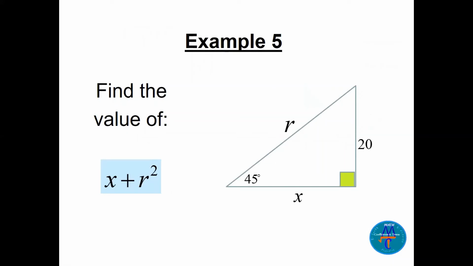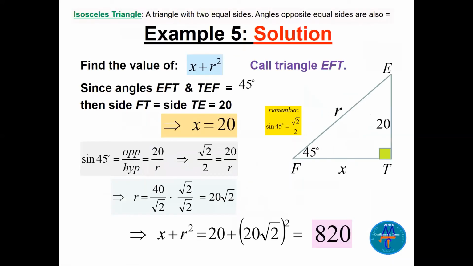Another, maybe easy question. Find the value of x plus r squared. So we have a triangle here, 45, and there is r, there is x, there is a 20 here. So let's find x, let's find r, and then we add. See, this is isosceles, I call it an isosceles triangle. This is 45, and this is 45 for sure, because this is 90.